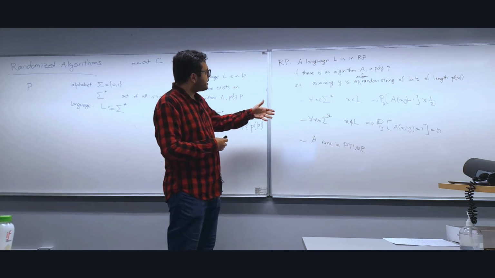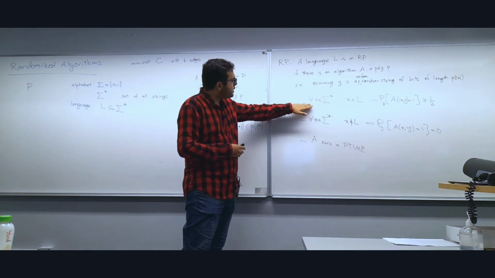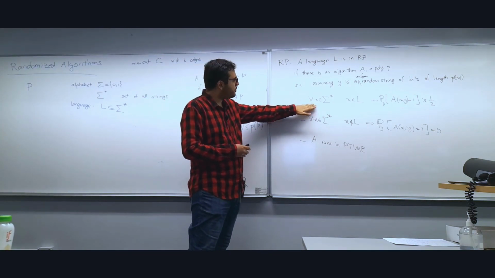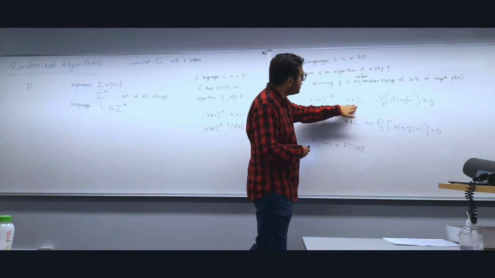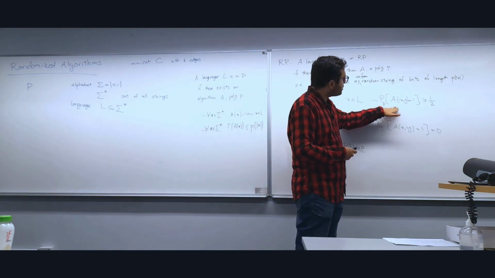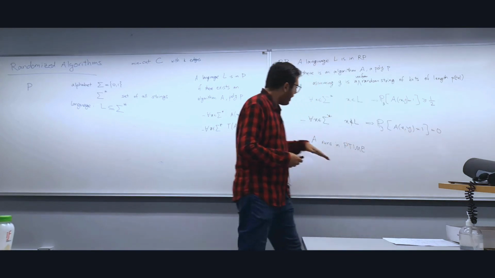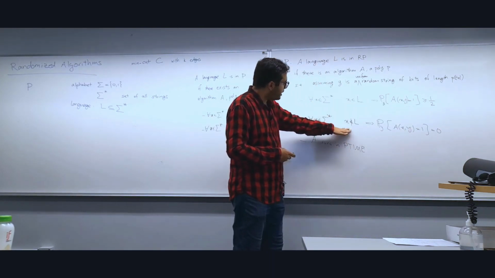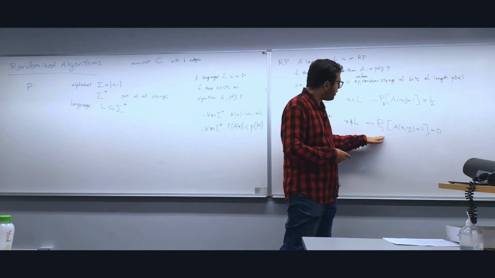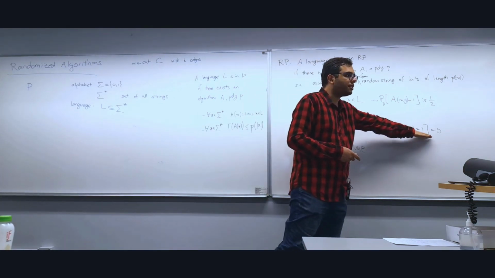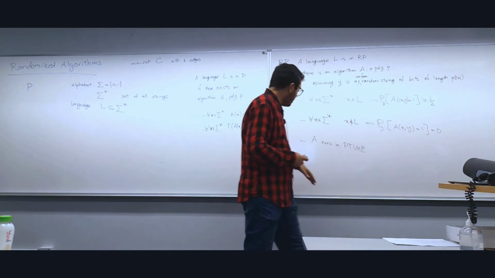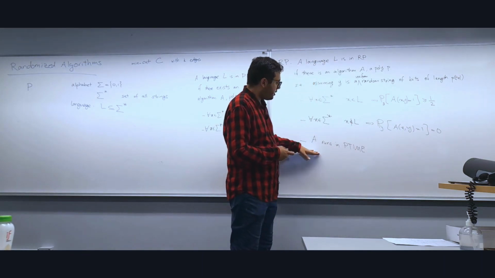Okay, and then I say that for every X that should be accepted, for every X that is in my language, my algorithm figures it out with a good probability, with probability at least a half. And for every X that is not in the language, the algorithm would always say that it's not in the language. Okay? And it also runs in polynomial time.